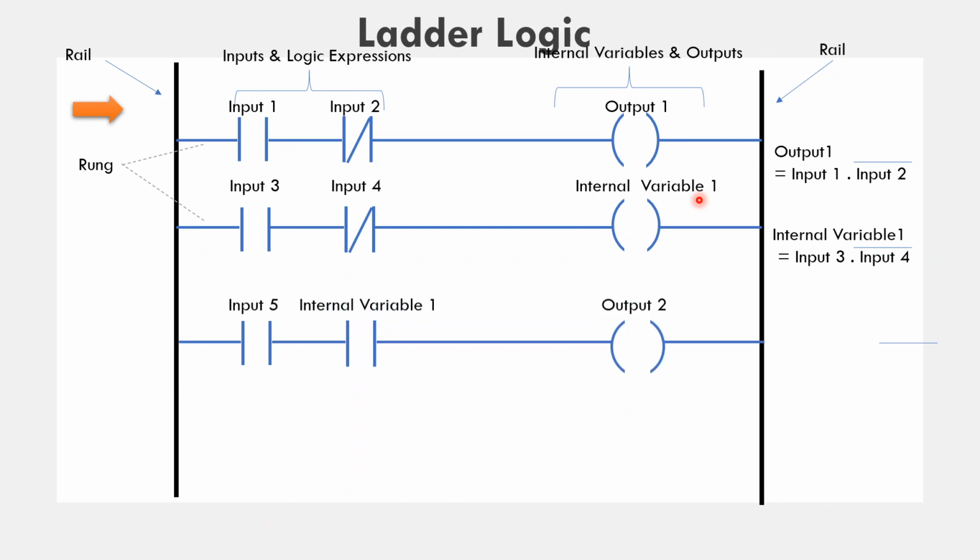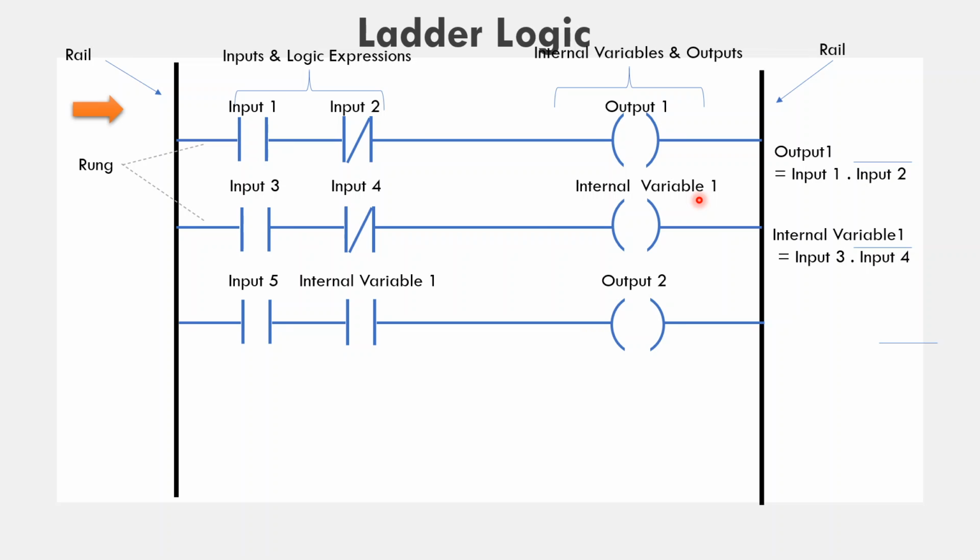Then to extend the logic, we are adding a new rung here where input 5 and internal variable 1 are going to be processed, and on the basis of the value of these two variables, output 2 is going to be generated. The logic for output 2 is a logical AND of input number 5 and the value of internal variable number 1, and the complete logic with the combination of these two rungs for output number 2 is a logical AND of input number 5, input number 3 and inverted input number 4.